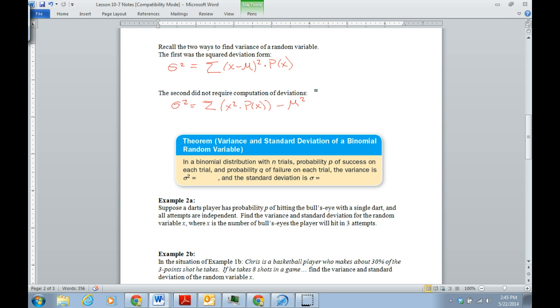When are we going to know when to use which? Okay, so it says in a binomial distribution with n trials, probability p of success on each trial and probability q of failure on each trial, the variance is n times p times q. See, but this is pass-fail. So we're looking at the variance of a pass-fail situation, okay? And the standard deviation of that is what, do you think? It's going to be npq again, but what are we doing to it? Square root, yep.